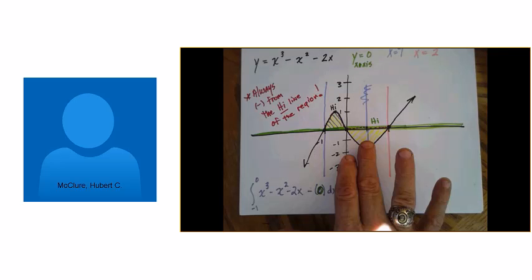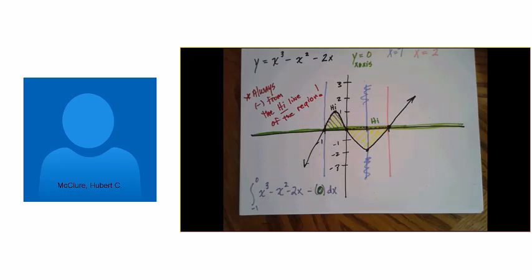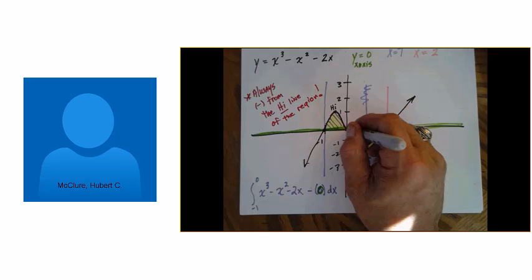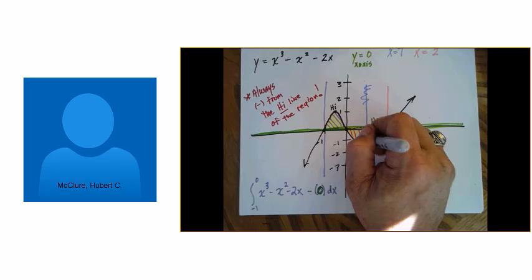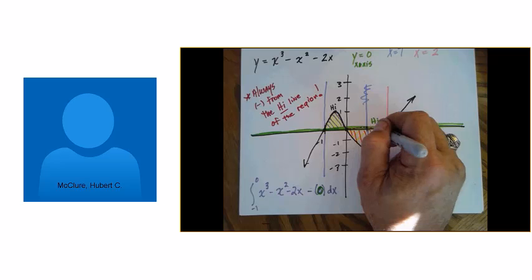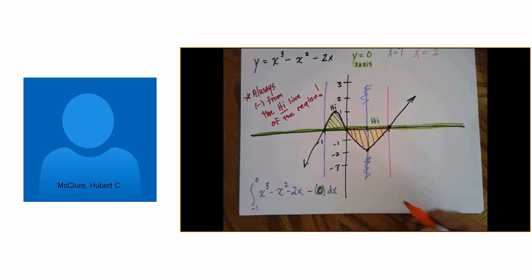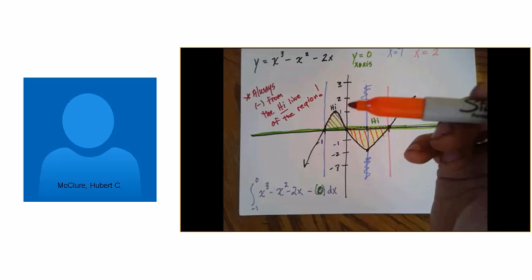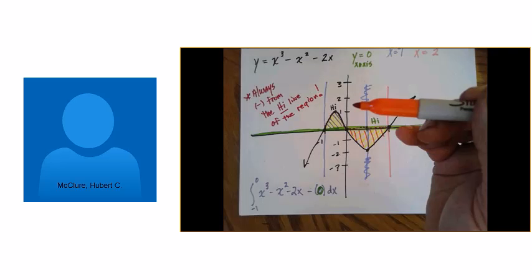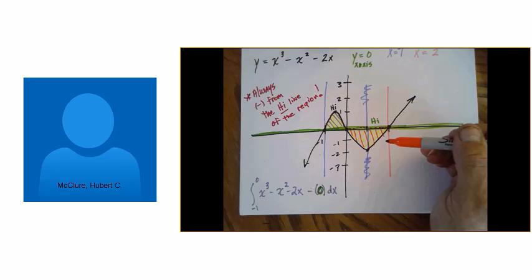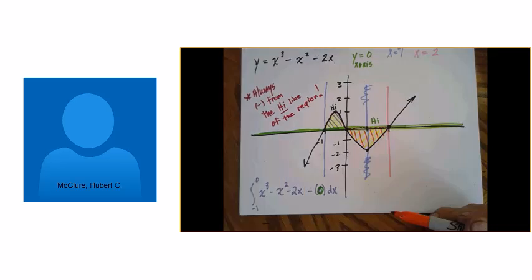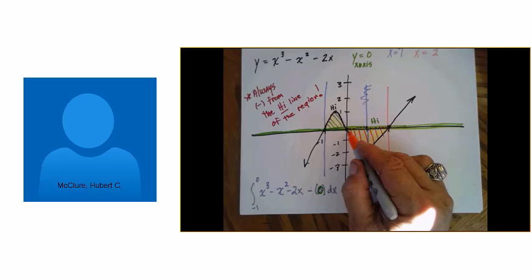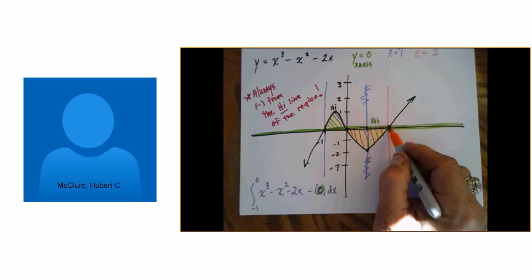Now over here, we'll color this one orange. And it's going to look red. But that's orange. See? Why does it look orange on the pen, but it looks red on daggum paper? It's a conspiracy.